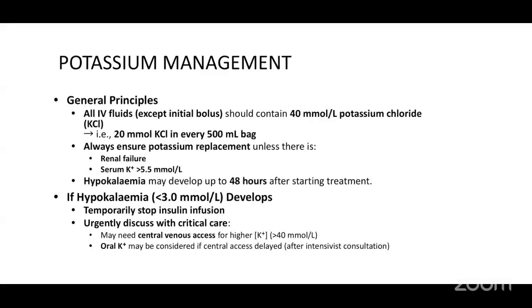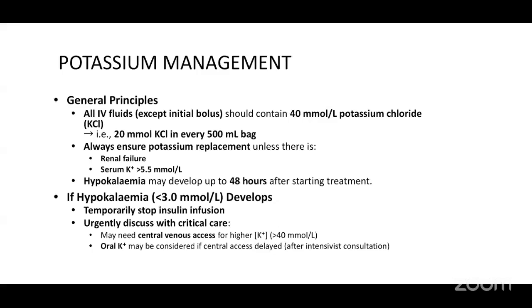When do you add potassium? Like we discussed, let's start with the least. If the potassium is less than 3 millimole per liter, you do not start insulin until the potassium is more than 3. First, you have to replace potassium. Once the potassium is more than 3, then you start with the insulin infusion. Then if the potassium is more than 5.5 millimole per liter, then you delay adding potassium until the patient passes urine or potassium falls below 5.5.